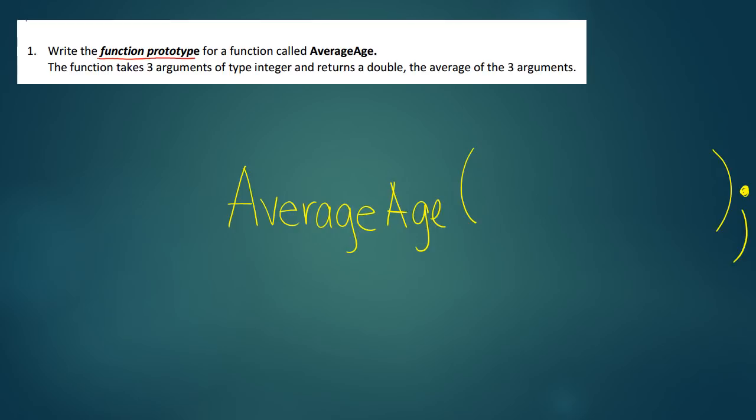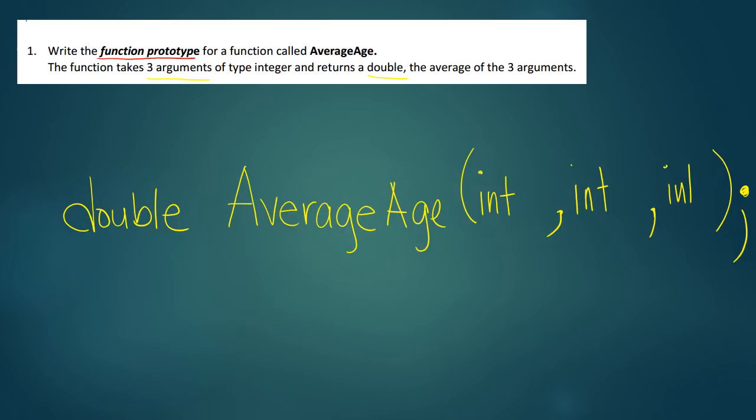This is a function that takes three arguments of type integer and returns a double. So the return type will be a double, and the three arguments that it takes are of type integer. The prototype just describes the type of data that can be passed to a function. So all I really need to do is put that this takes three integers, int, int, and int, all separated by commas. That says that in order to use this average age function, I need to give it three integers, and it's going to do its work and return a double.